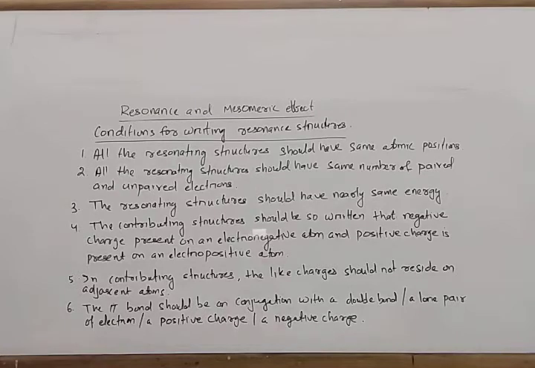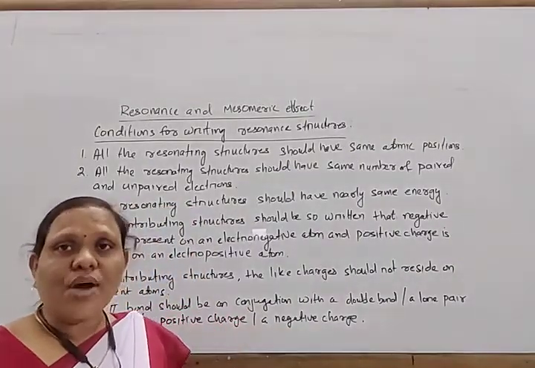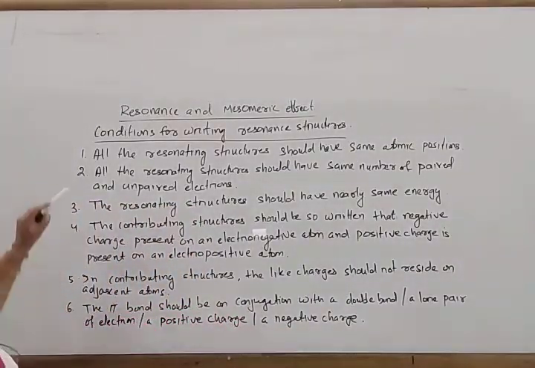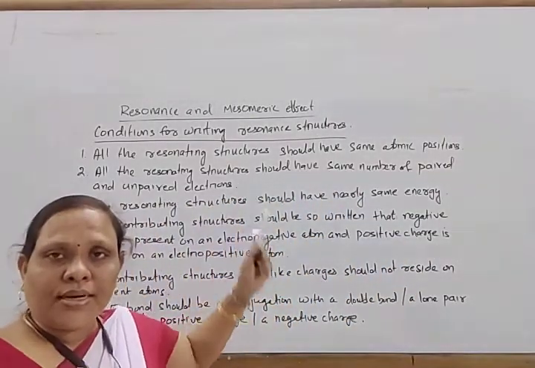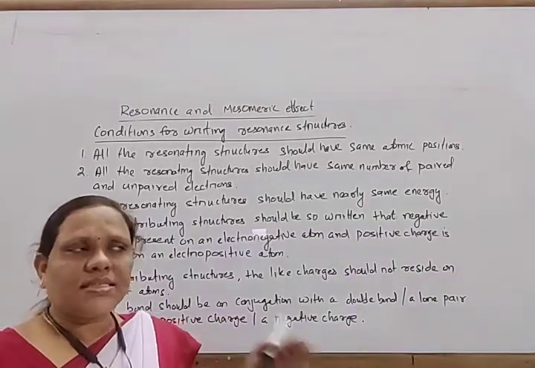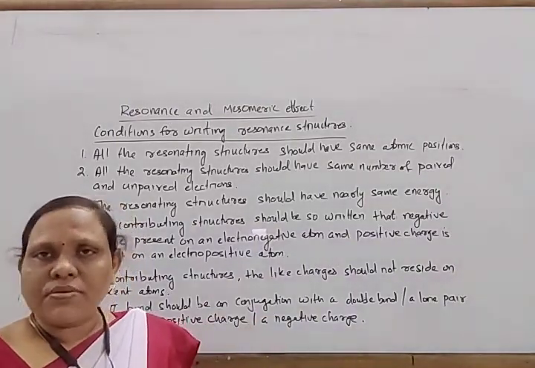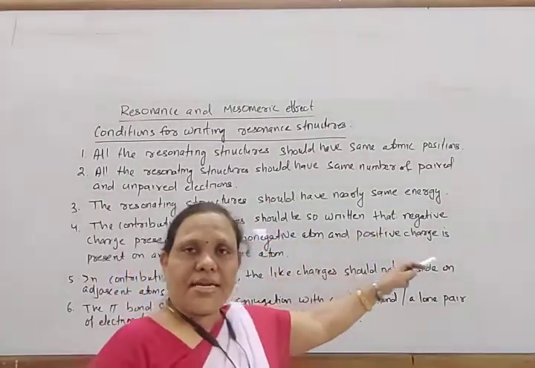Write down the conditions for writing resonance structures. All the resonance structures should have the same atomic positions. Atoms do not change their position; if the atoms change position, it gives rise to isomers. All the resonance structures should have the same number of paired and unpaired electrons. The resonance structures should have nearly the same energy.